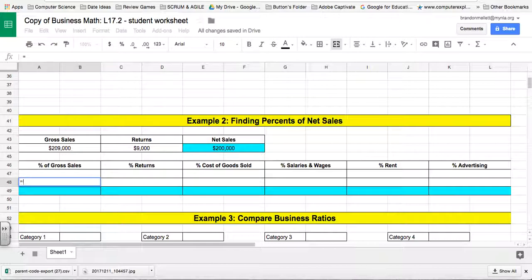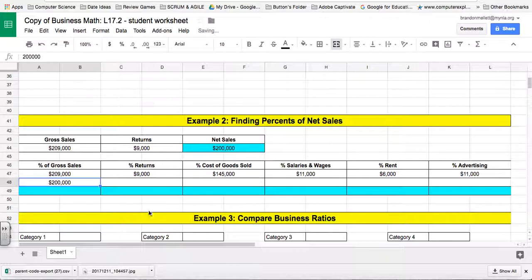So if we have 209 for gross sales, our returns was 9,000. We had 145 cost of goods. Salary and wages were 11,000. 6,000 for rent and 11,000 for advertising. Now we're going to use the base amount, which is the net sales, which we were able to calculate right here.